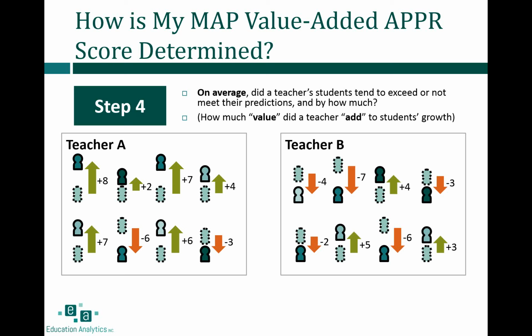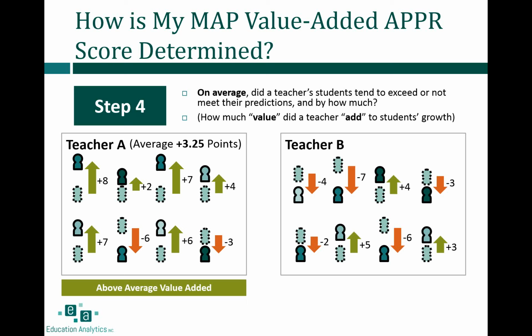So over on the left in Teacher A, we can see that those arrows that are green and pointing up mean those students beat predictions. They exceeded those statistical predictions. And the orange arrows represent a student that did not meet the statistically predicted growth. In this case, on average, in that classroom for Teacher A, students tended to beat their predictions by a little over 3 points. What that tells us is that teacher had above average value added.